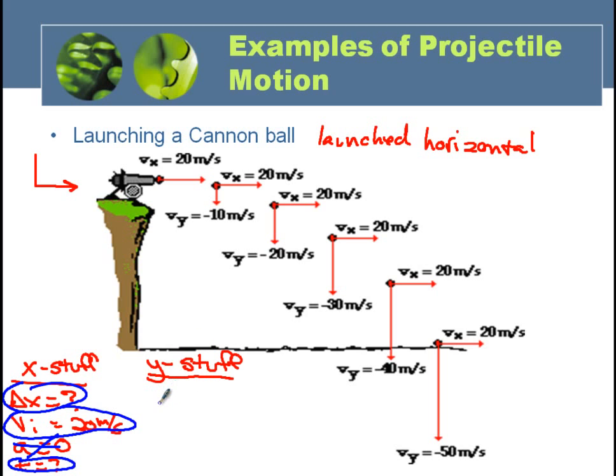Now when you're doing your y stuff, you're going to have to write down everything. Your delta y, your initial y, and if something's launched horizontally, your initial y is 0. Because just like we're holding a ball in the air and we drop it, if we're launching it horizontally, it means all of its velocity to start is in the x direction. That means its initial velocity in the y is 0. Final velocity, the y, you're going to have to find.